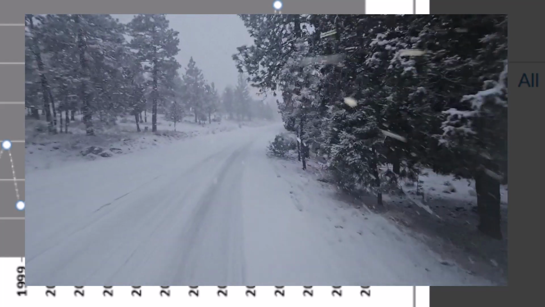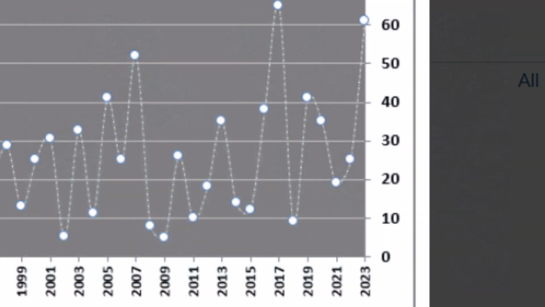Anyway, in 2023, that point up there looks like it's just above 60, maybe 61 or 62 inches. So just over 5 feet of snow. So it's got a horizontal component of 2023. That's the year the winter ended. And it's got a vertical component of 61 or 62. That's the number of inches that winter got in total.